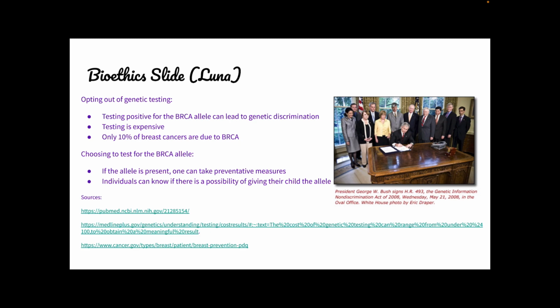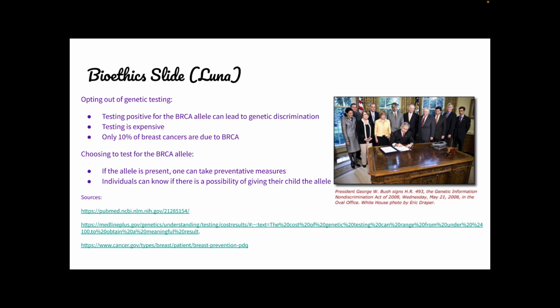And so if you do choose to test for the BRCA allele, some positives are that if the allele is present, you can take preventative measures, you can get treatment early, you can realize how environmental factors may be affecting you, and take preventative measures to maybe slow the possibility of getting breast cancer or lower that risk.